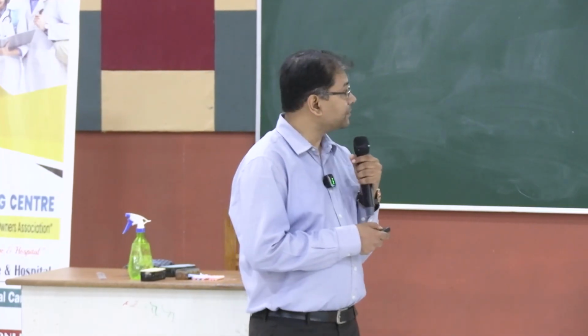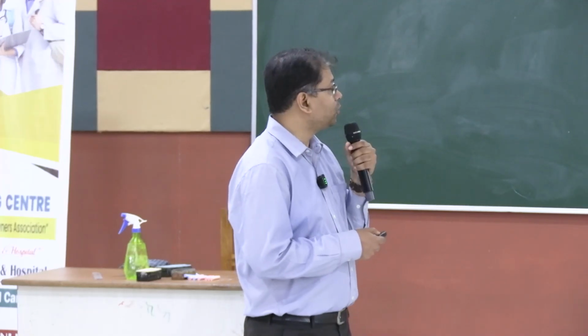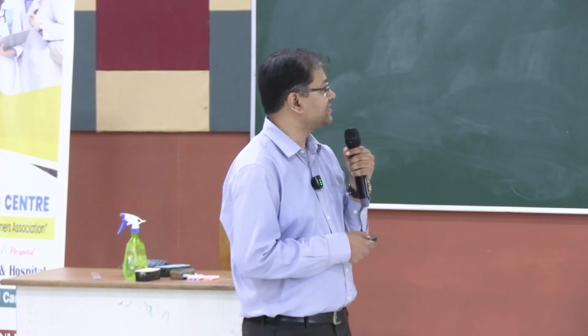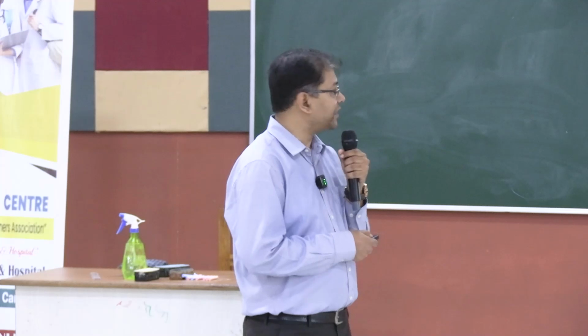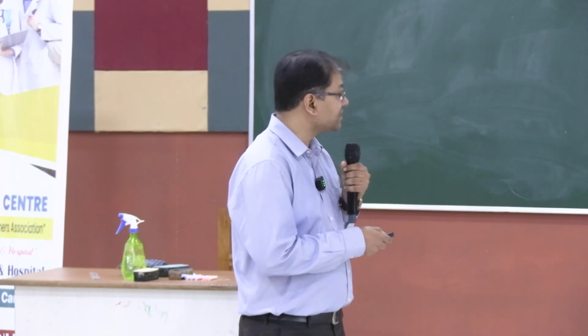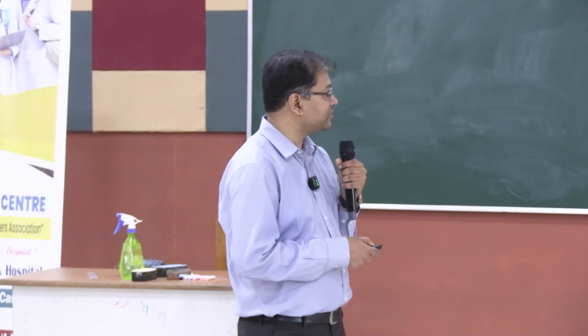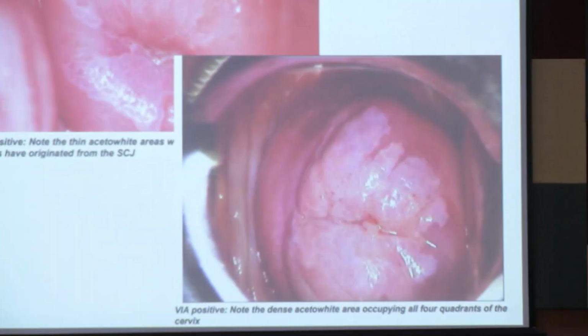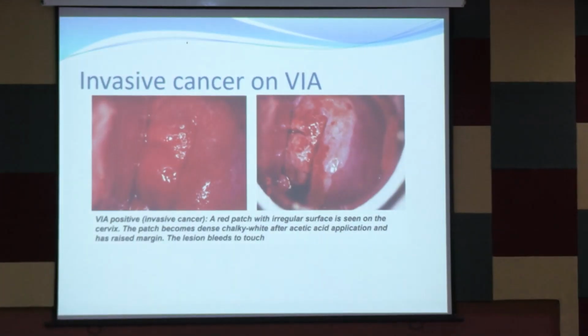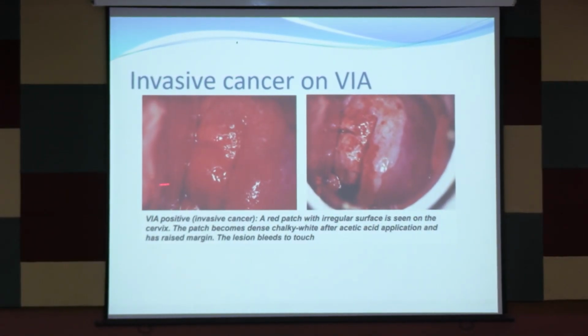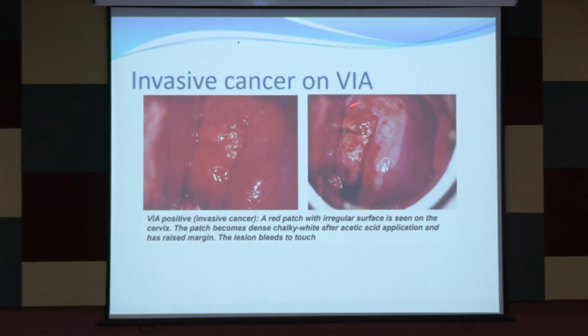Now when you are giving acetic acid, it can be a low-grade abnormality or a high-grade abnormality. Low-grade abnormality will stain very little, just faint whitish with geographical borders. Whereas if it is a high-grade abnormality, then it will stain dense acetowhite with sharp borders and an elevated surface. This is what a cancer looks like. Chalky white with acetic acid application, it has a raised margin. It will bleed on touch.